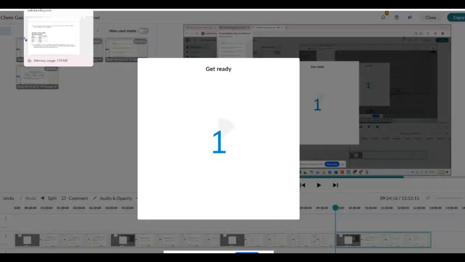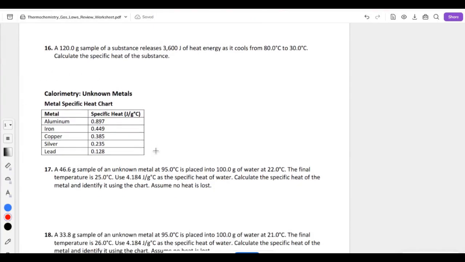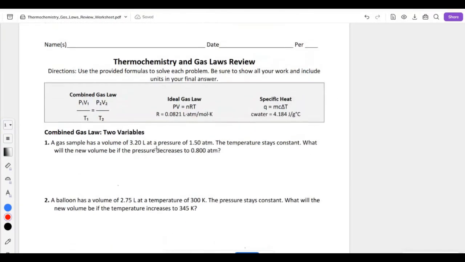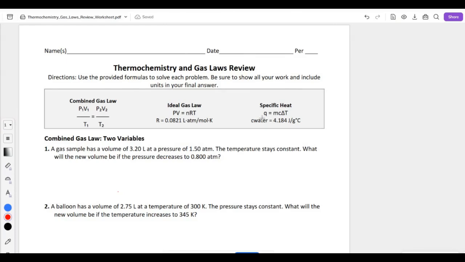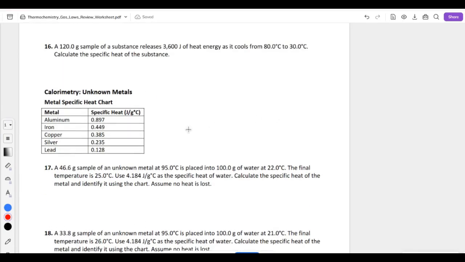All right, on to the next one. So now a calorimetry question. We're going to be using the same formula for specific heat. Q, energy in joules, equals mass times C, specific heat, times delta T, or the change in temperature. The only difference is we're going to have to do it twice because we're going to try to figure out what metal is heated here. The metal is heated. It's put in water. You measure the temperature of the water, how much it changed, and you can figure out what metal it is.